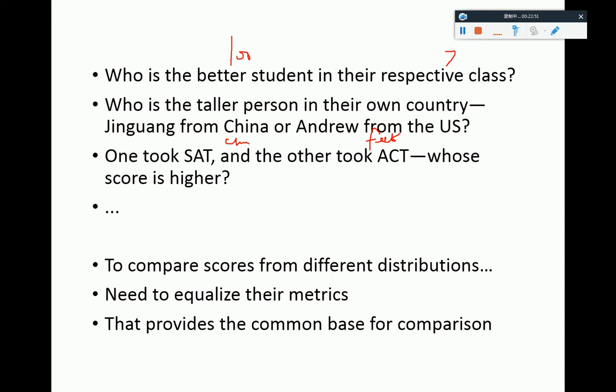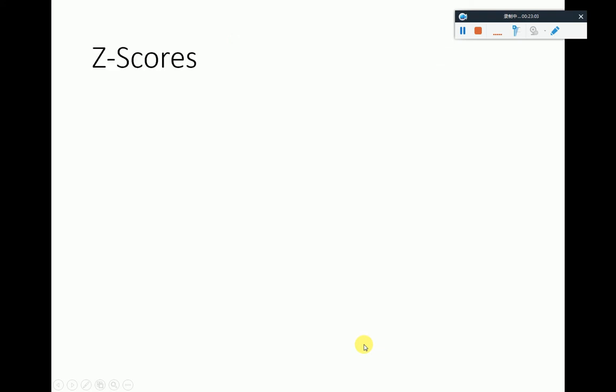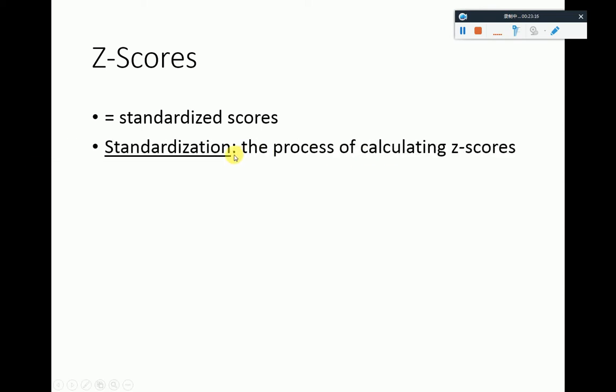Okay. But then of course the question is, how do we put all those different scores onto a common base? To do that, we need z-scores. Another name for z-scores is standardized scores. And these standardized scores are produced from a process that we call standardization. So it's an activity, or process, of calculating z-scores.